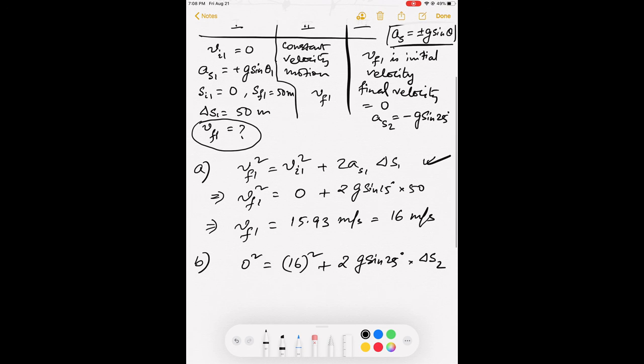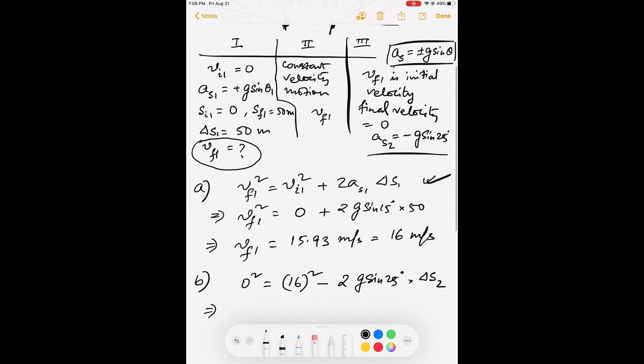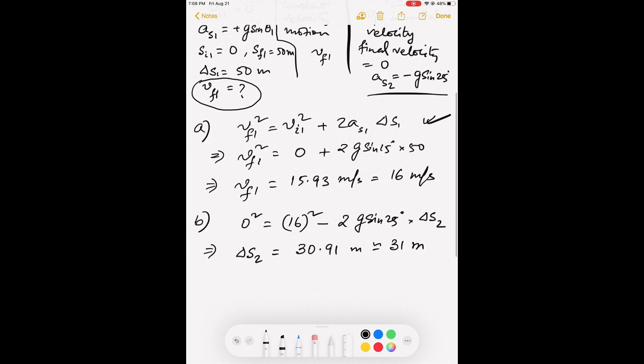Okay, so you can solve this again. There is something wrong here. This has to be a negative sign because we have already chosen it likewise. So anyway, if you solve for delta s2, you are going to see this is equal to 30.91 meters, approximately 31 meters.